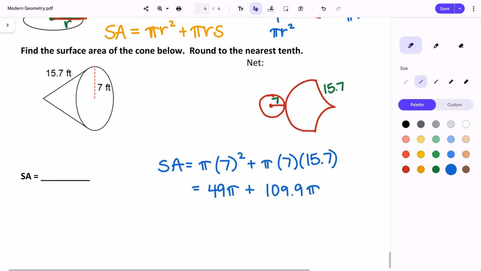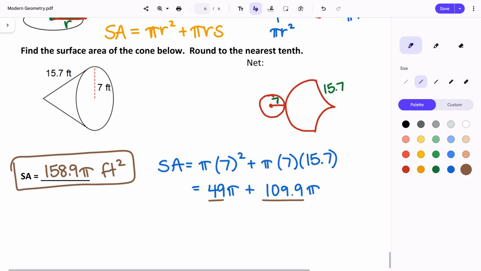Notice how I'm not calculating with pi, just like we didn't calculate with pi on cylinders or with circles in the past. I'm keeping it the same here. The last thing you should be able to do, though, is combine 49 and the 109.9. If you add those together, what do we get? Good. And then we still have our pi. And how would we label our answer for this one? Good. Feet squared. There's your total answer for surface area.